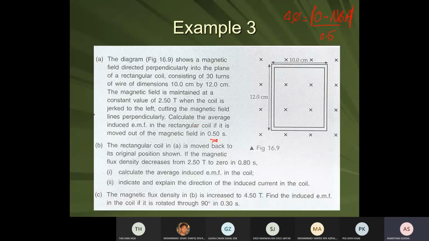Now my question is, an extra question for part A. Use Lenz's law. Tell me, will the 1.8 volt induced in this coil make the current flow clockwise or anti-clockwise? 1 minute for you. The 1.8 volt which is generated in this coil, when it is totally removed from this magnetic field, will make the current flow in this coil clockwise or anti-clockwise.